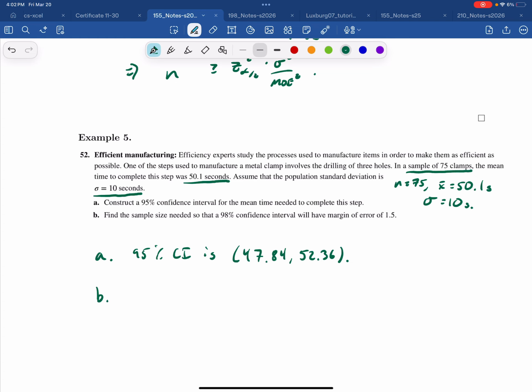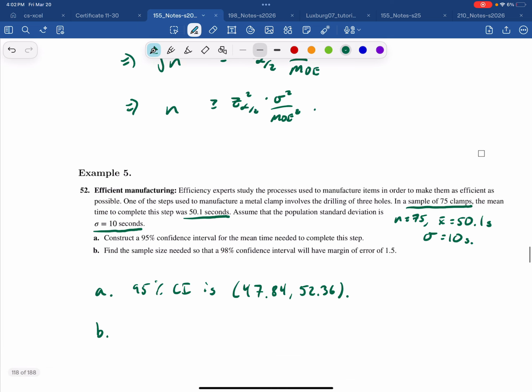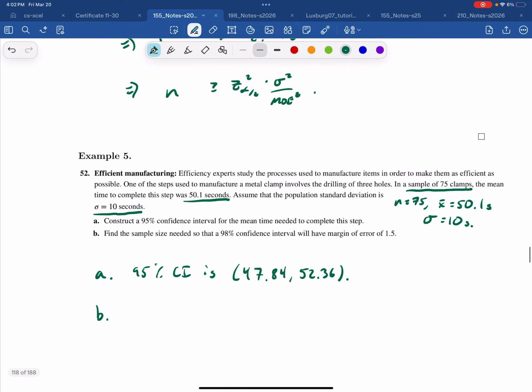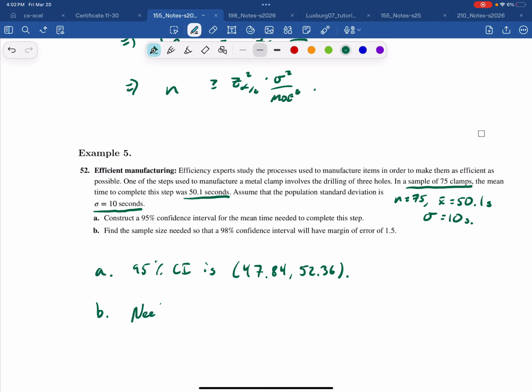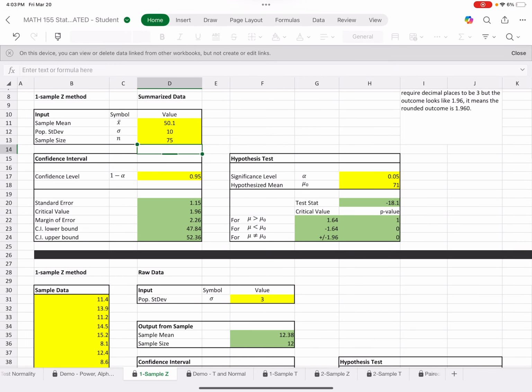Now for part B, find the sample size needed so that a 98% confidence interval will have margin of error of 1.5. So just using our formula, and again, if you don't memorize it, that's fine. Just start with the margin of error formula. But we need n to be greater than or equal to z alpha over 2 squared times sigma squared over the margin of error squared. By assumption, if we have a 98% confidence interval, we put in 0.98 and see our critical value is 2.33.